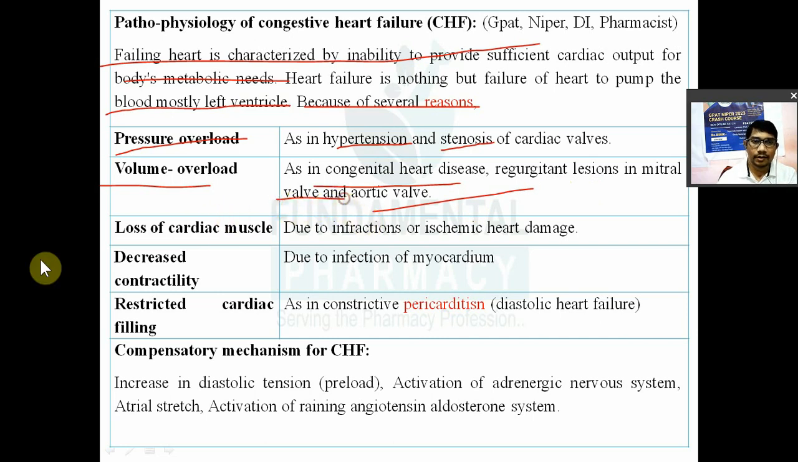All this decreases cardiac output. If it is less than 65 to 75, there is a decrease in cardiac output, and if it is less than 40, it is systolic heart failure. Now, as the cardiac output is decreased, the compensatory mechanism of the heart will activate, so there is an increase in the diastolic tension.